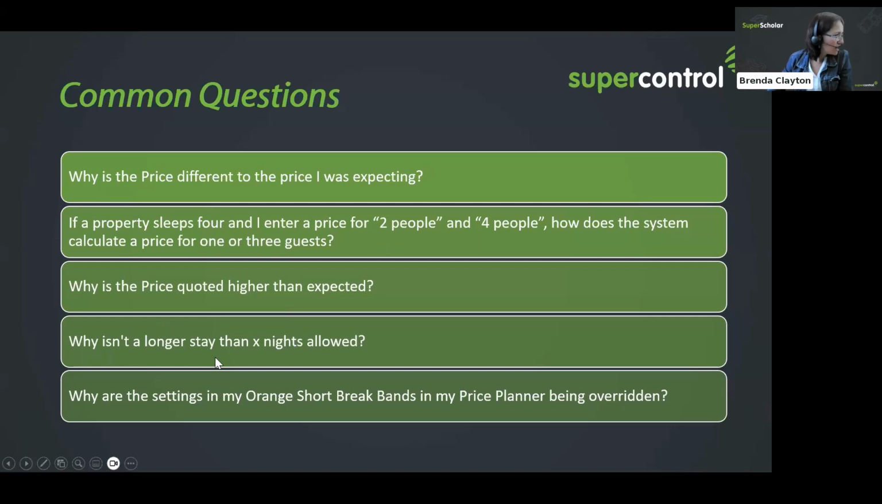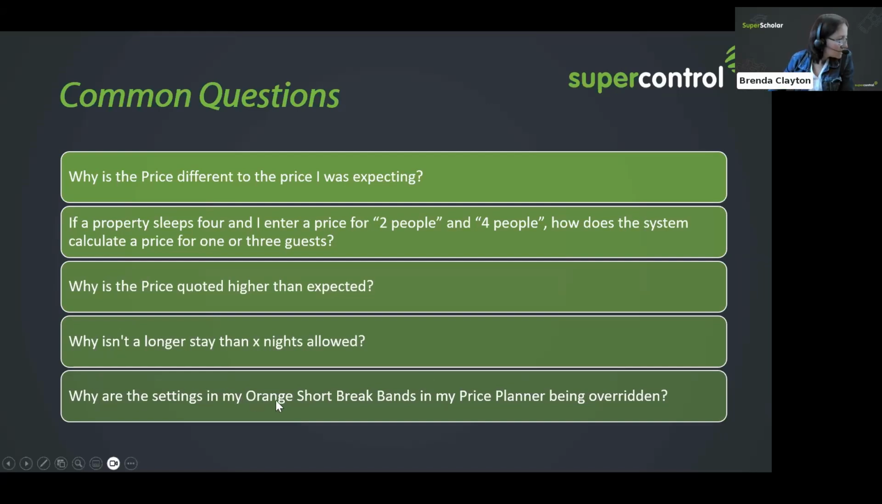Another question, for example: why isn't a longer stay than X nights allowed? Within your settings, and this could be specific to your area as well, do remember that there's a setting that determines the maximum length of stay that you actually offer. Another thing is, have you actually got availability? Have you not got a booking that is impeding?